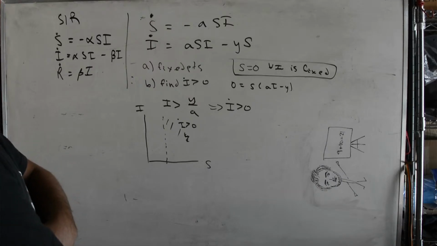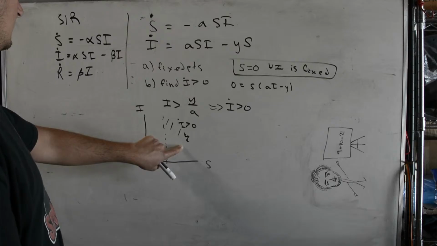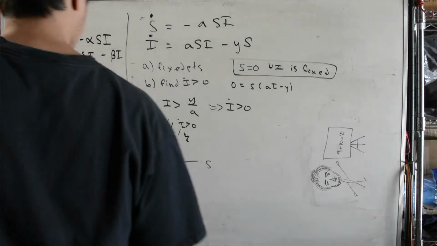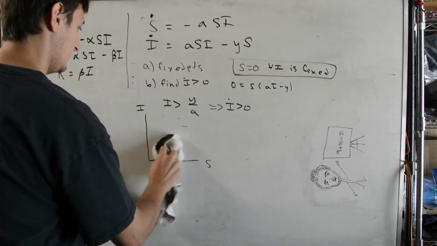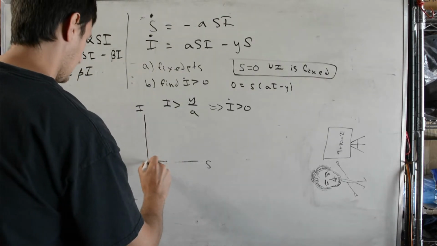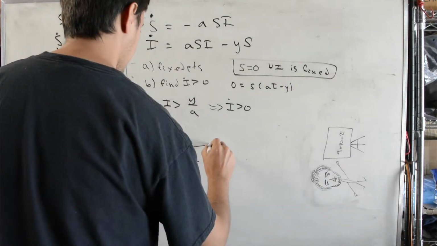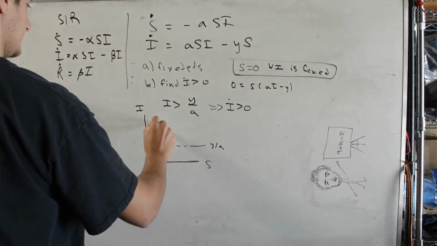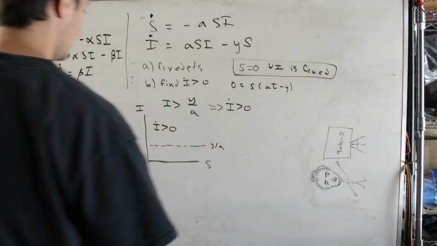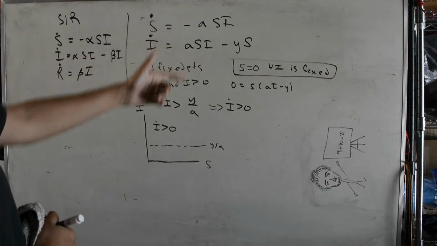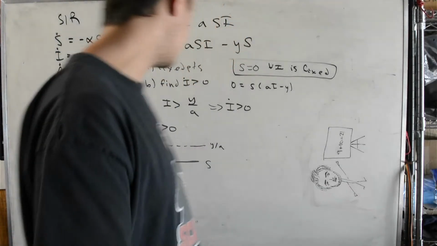Oh wait, you know what? Wait. Yeah, I think that's right. So this whole region out here. Oh wait, no, this is wrong. This should be, we have some line. This, and this is the value of that. Then this is I dot greater than 0. So I think the fixed points are the same. It's just any time when S is 0.